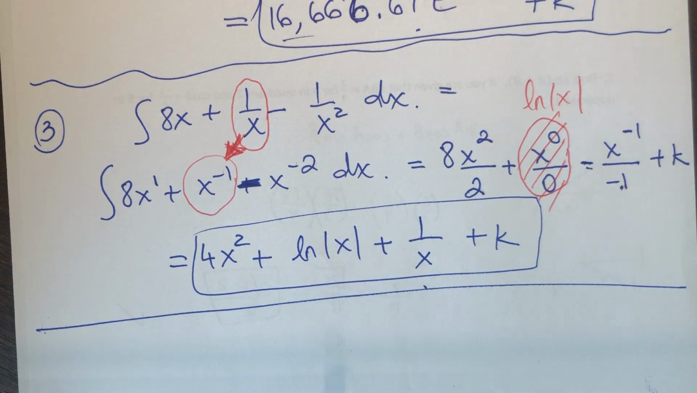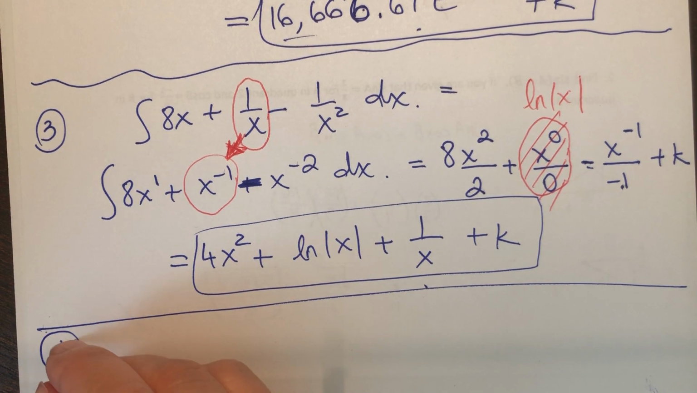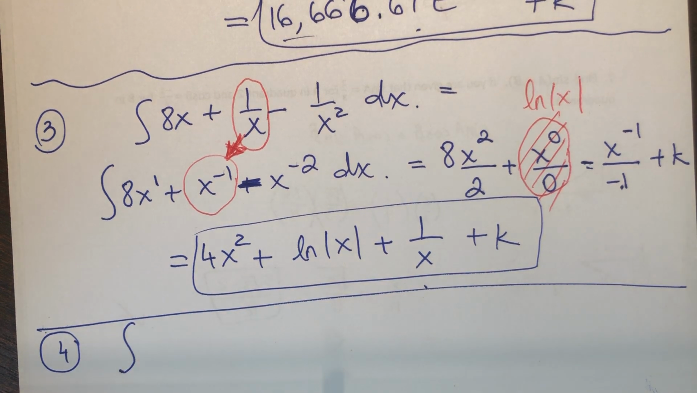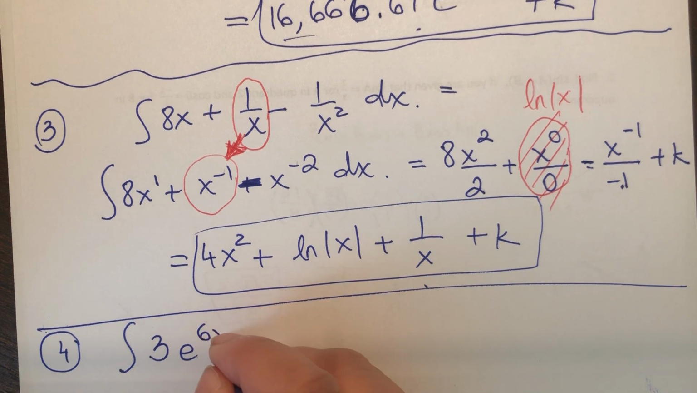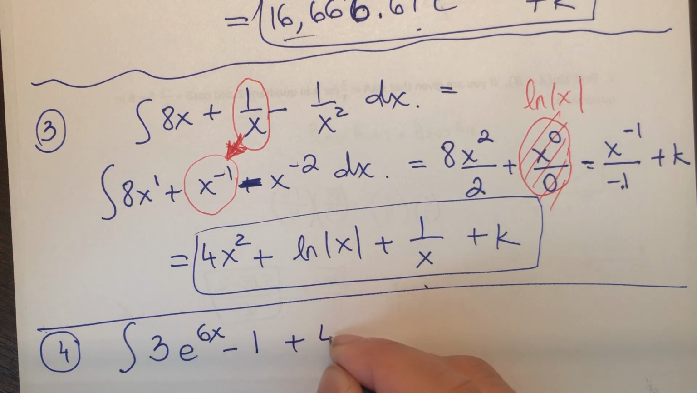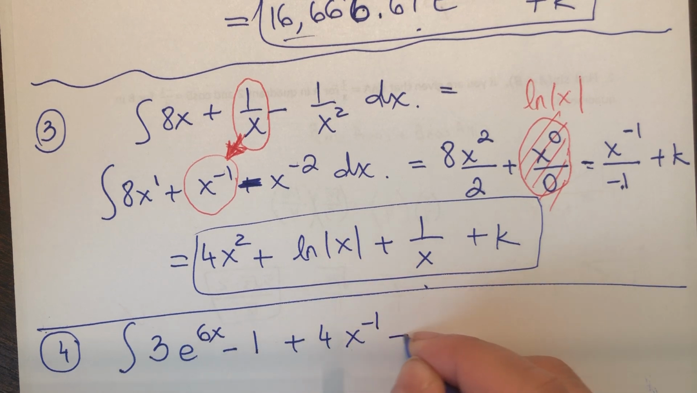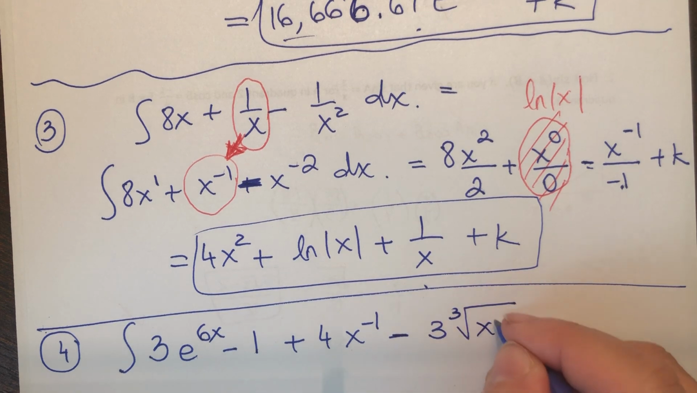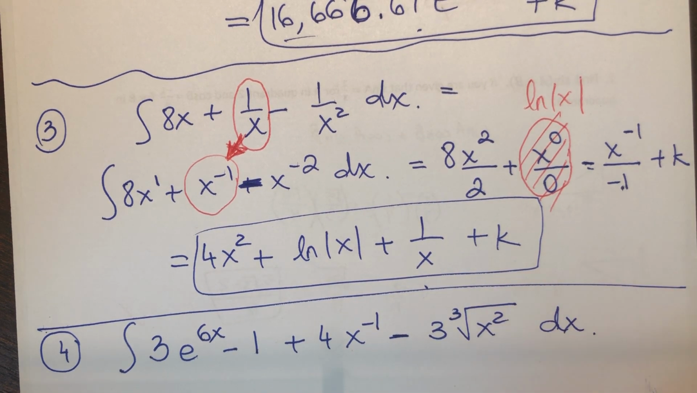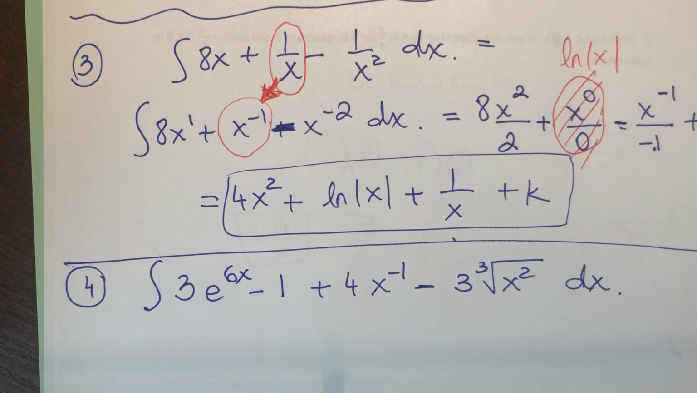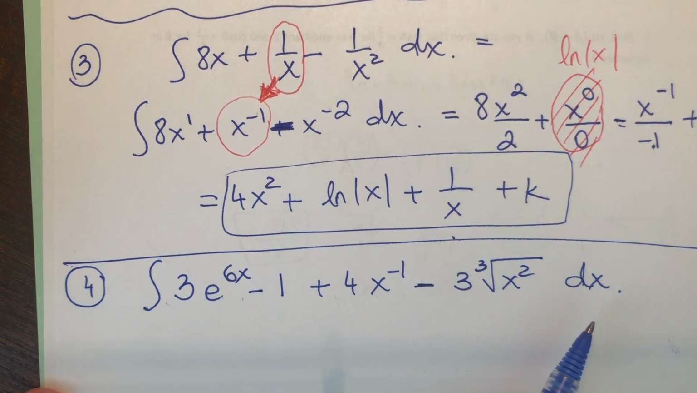I have this. Here it is. Find the integral of 3e to the 6x minus 1 plus 4x to the negative 1 minus 3 cube root of x squared dx. That seems like a good mixture of exponential. By the way, that's a log. And this is stuff we did in section 5.1.